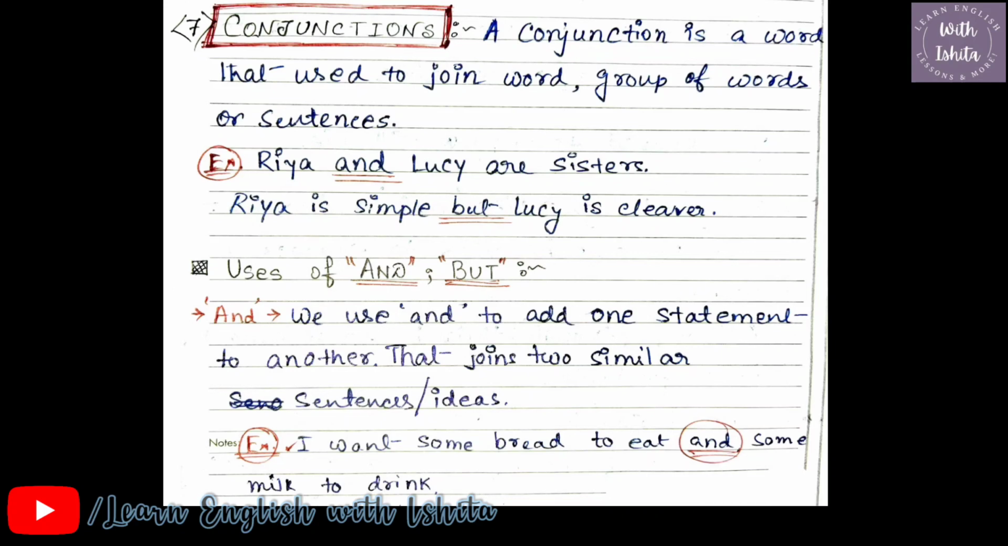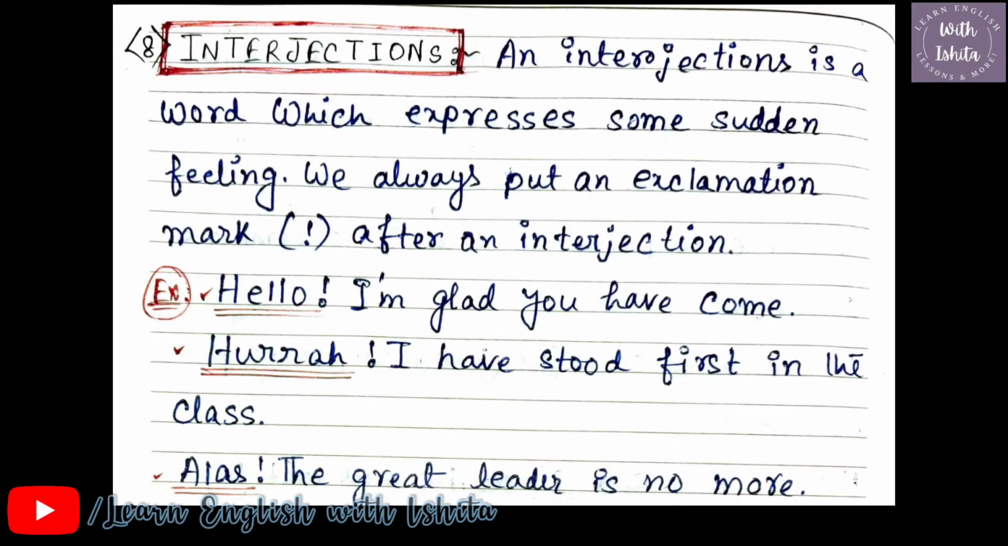And finally, the last topic, that is interjection. An interjection is a word which expresses some sudden feelings. We always put an exclamation mark after an interjection. For example, "Hello, I am glad you have come." Next one, "Hooray, I have stood first in the class." Next one, "Alas, the great leader is no more."